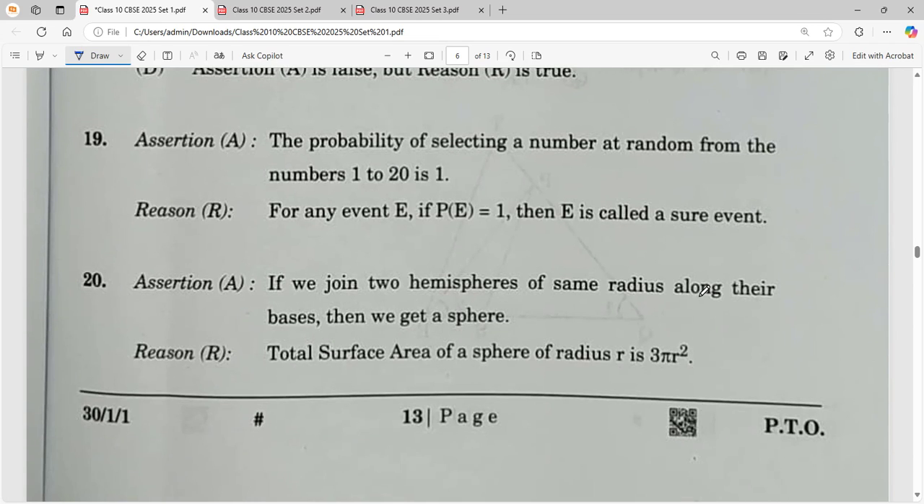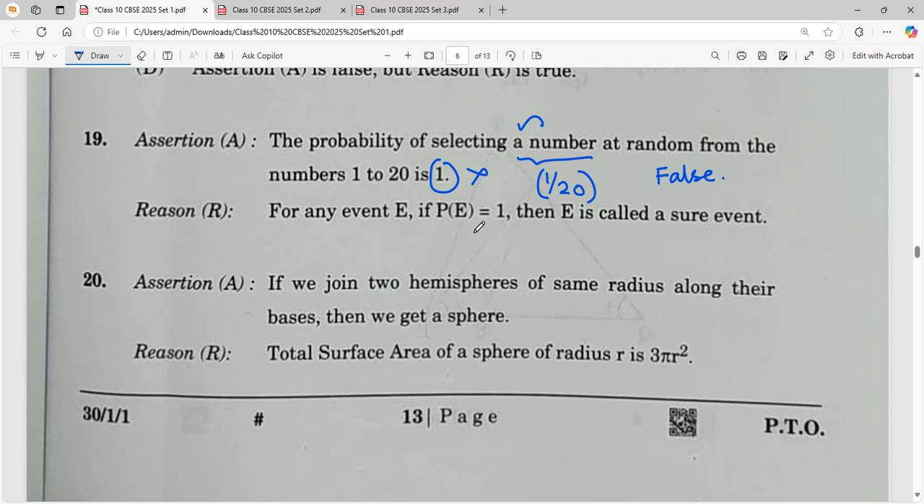The probability of selecting a number at random from the numbers 1 to 20 cannot be 1. The probability of selecting one number from one of these numbers 1 to 20 is 1 by 20. So clearly the assertion is false.